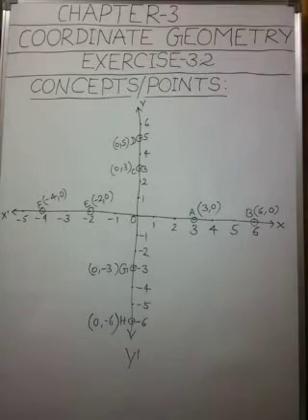point in different quadrants. If a point is given in the first quadrant, what are its coordinates? If the point is in the second quadrant, what are the coordinates of the point? If a point is given in the third quadrant, what are its coordinates? And if a point is given in the fourth quadrant, what are its coordinates?